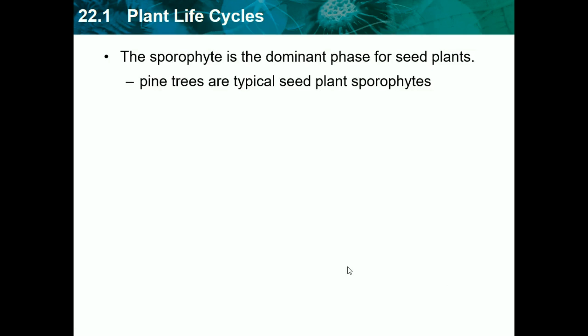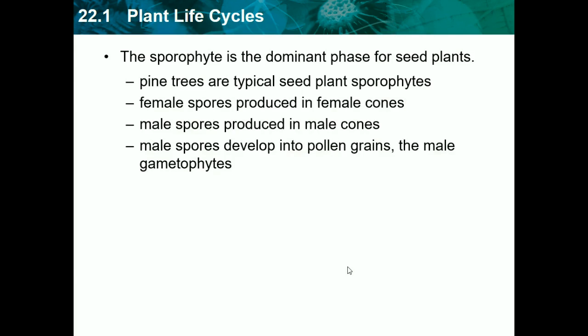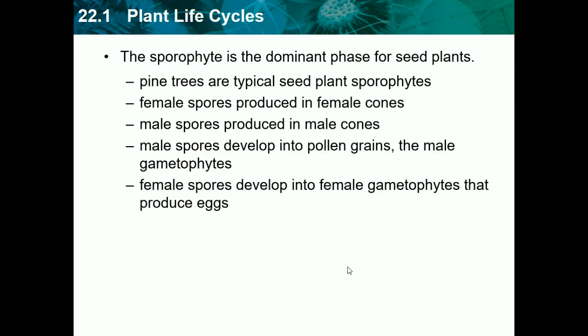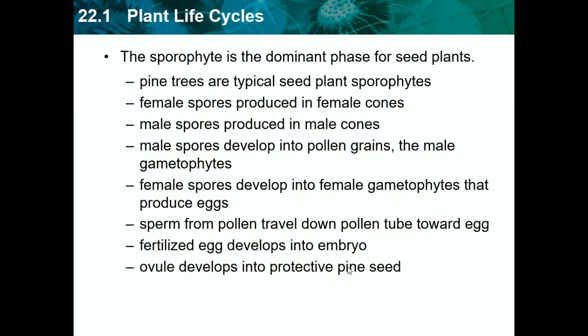Pine trees are typically seed plants. In the sporophyte, female spores are produced in female cones and male spores are produced in male cones. Male spores develop into pollen grains, the male gametophyte. Female spores develop into female gametophytes that produce eggs. Sperm from pollen travels down the pollen tube towards the egg. Fertilization occurs, and the egg develops into an embryo. So this is basically showing how a plant gets fertilized and produces fruit or passes on its seeds.